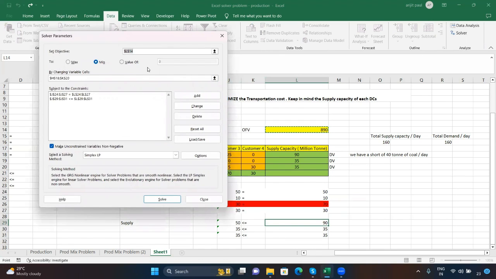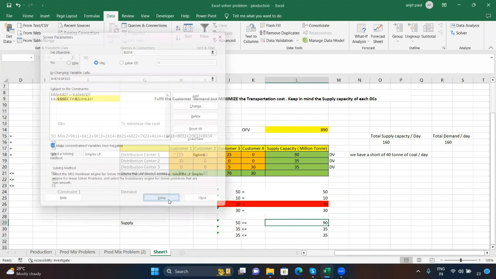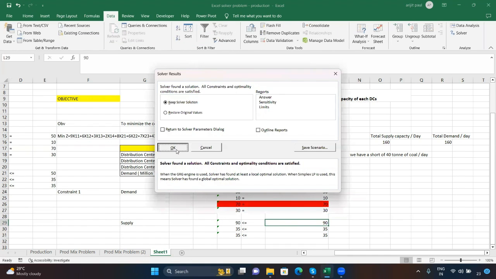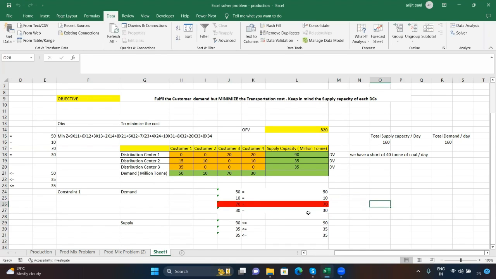So here we do not need to select anything. It will come up automatically because we have already selected the entire details. Just click on solve. Okay, now you can see we are meeting the demand for all the 4 customers, including customer 3. And we are also keeping the supply capacity in mind while meeting the demand.